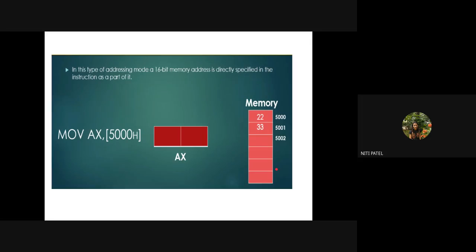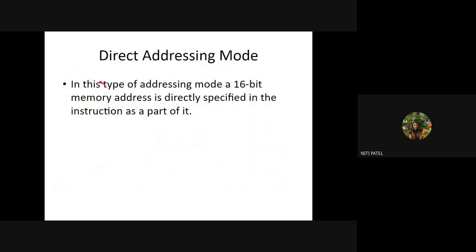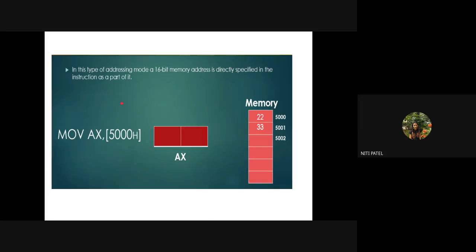Let us see an example. I have a memory where 22 and 23 are the data. 5000 is an address, 5001 is an address, 5002 is an address. When I say MOV AX, 5000H, what did I pass in my instruction? I passed a memory address. What will this instruction do? It will go to 5000H, extract this 22 and store it in the AX register. Since I am using a 16-bit memory address in my instruction, I call that addressing mode direct addressing.